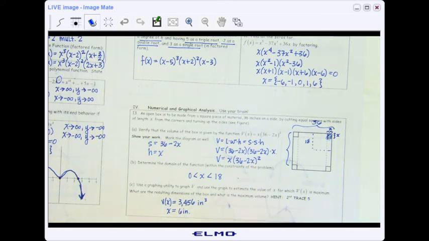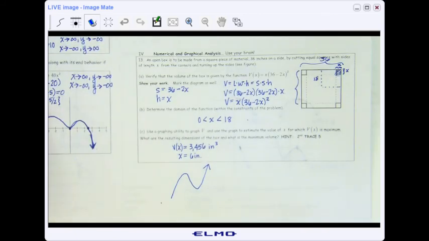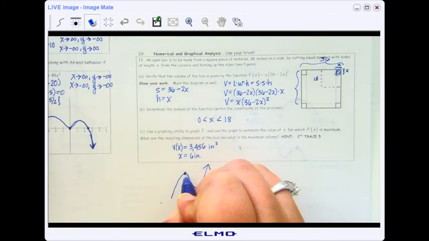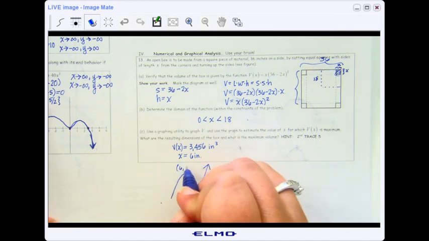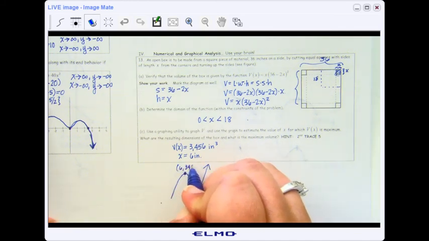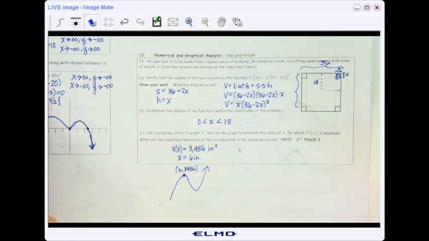When you graph it, this is going to be a cubic function, so it's going to behave like this. And you're going to have this maximum value. That maximum value is going to have the ordered pair 6 and 3,456 as your y value.